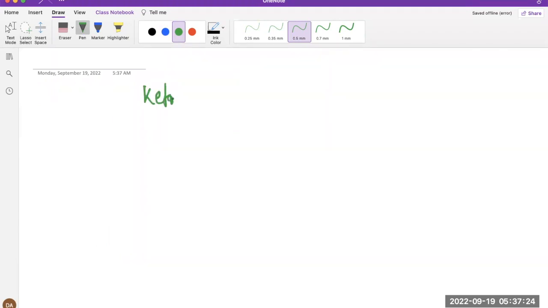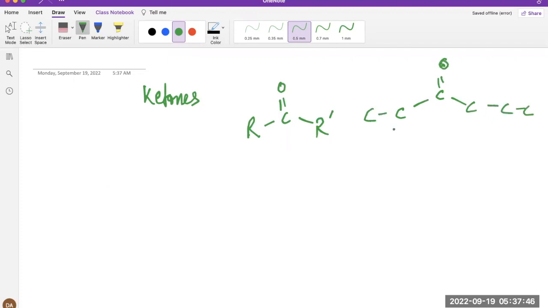Okay, so now when it comes to ketones, remember the key here is that the ketones will have the carbonyl group sandwiched between carbons. So there will be carbons, C double bond O, and then there'll be more carbons, okay? It does not matter how many carbons you have here or how many carbons you have on this side. That's what tells you that you have a ketone.